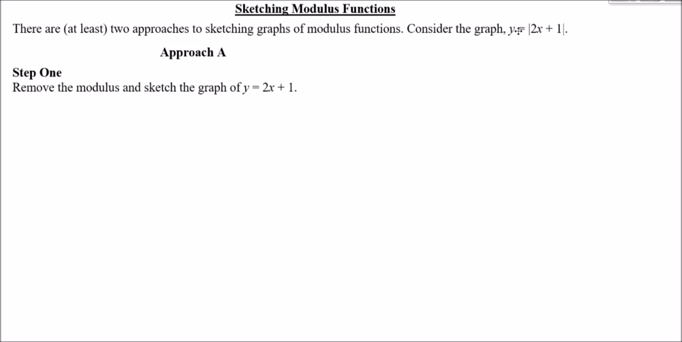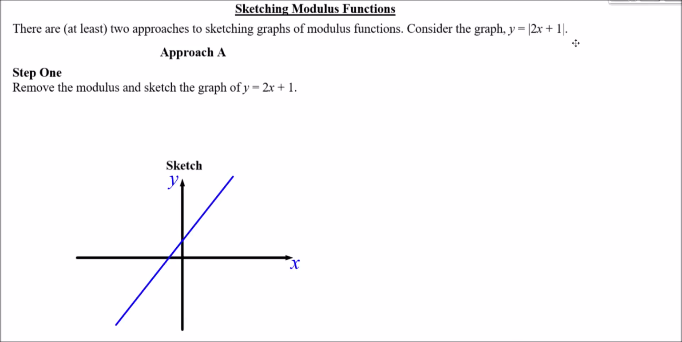So what's a basic y equals 2x plus 1 function look like? So we sketch this, pretending it wasn't a modulus function at all. I hope you agree that's what it would look like. Gradient of 2, y-intercept of 1, and then of course, if you wanted to work out the x-intercept, sub in when y is 0, x would be minus a half there. So that's your first step, it's sketched.